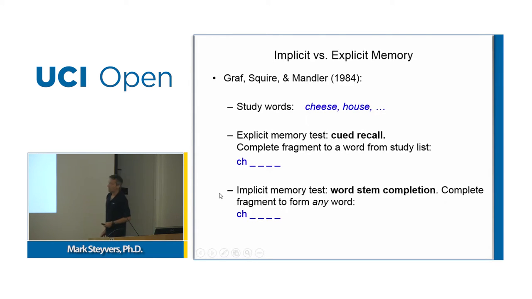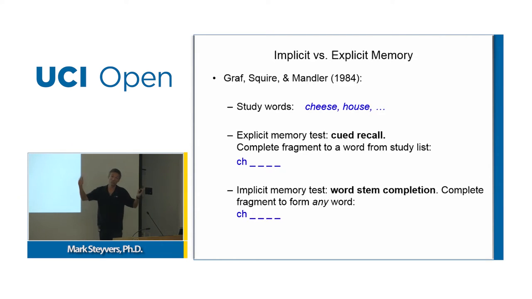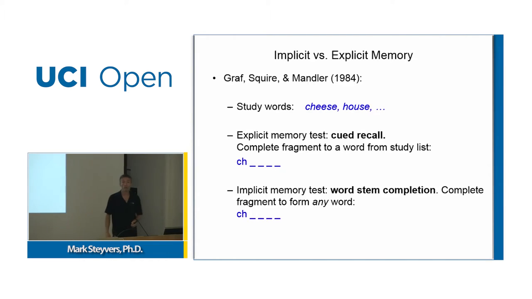Now another test is implicit memory, where you just have to complete in any way that makes a word. So it could be choose, could be chance. There's probably tons of ways to complete that word. Now, they did this experiment with two groups of subjects. Normal controls, people like you and me, and amnesics.